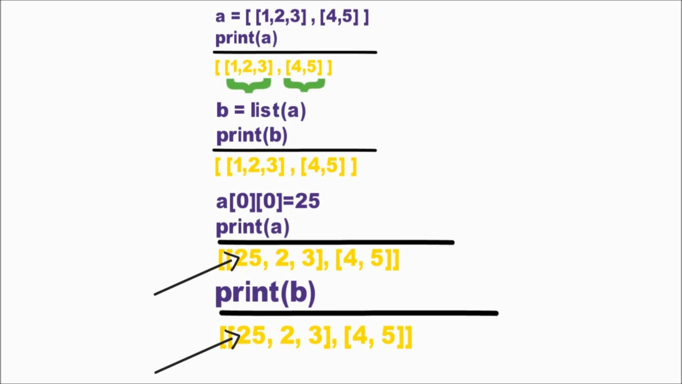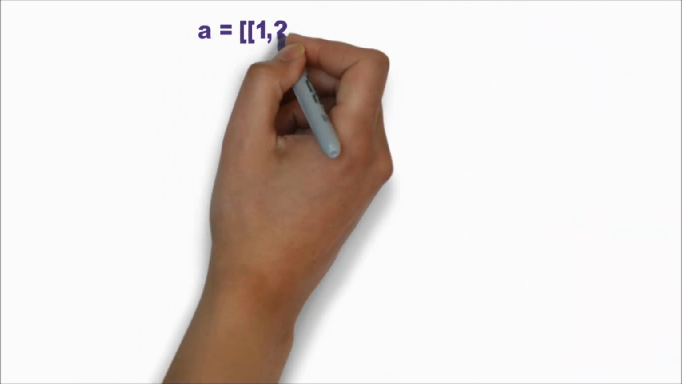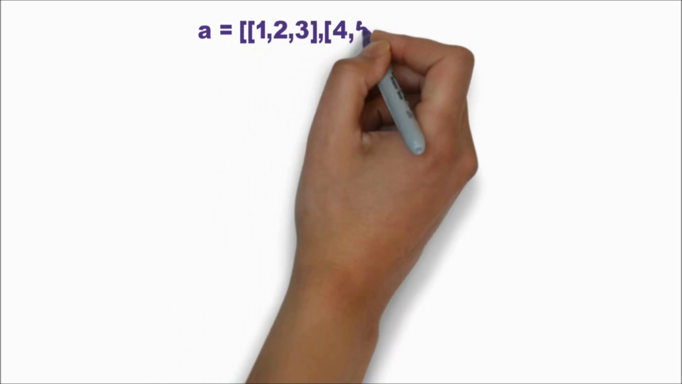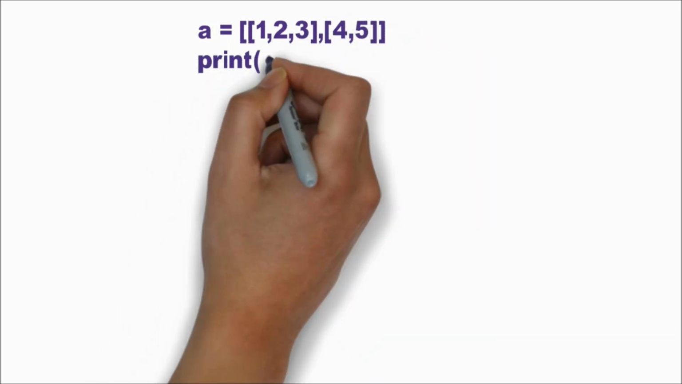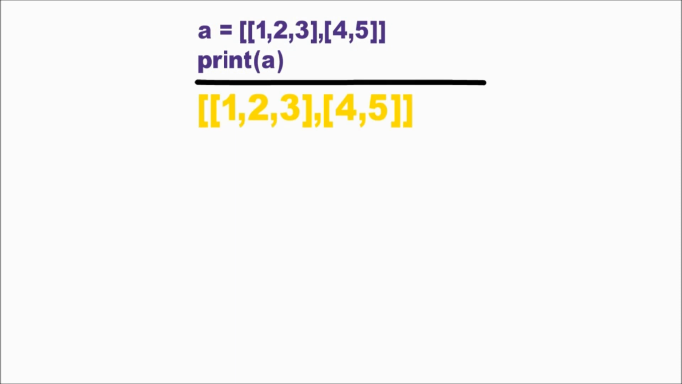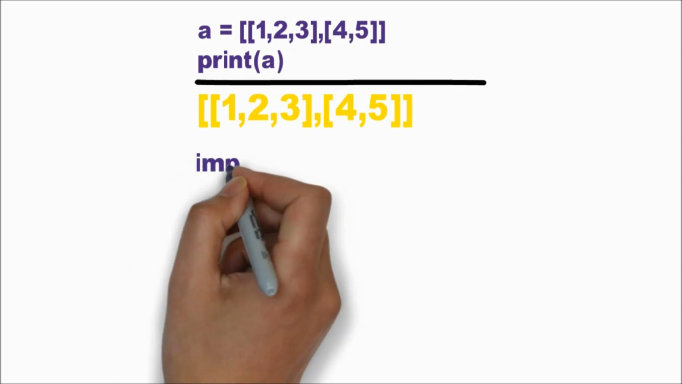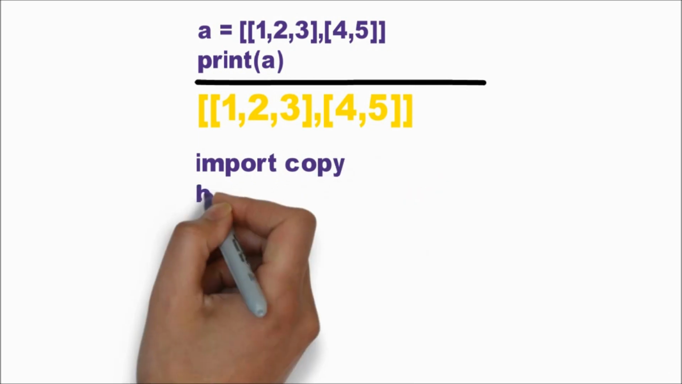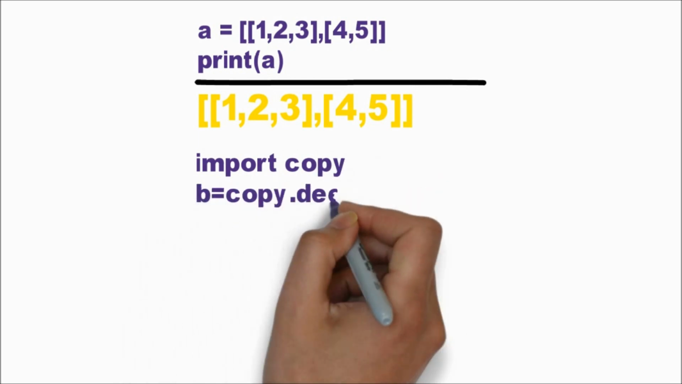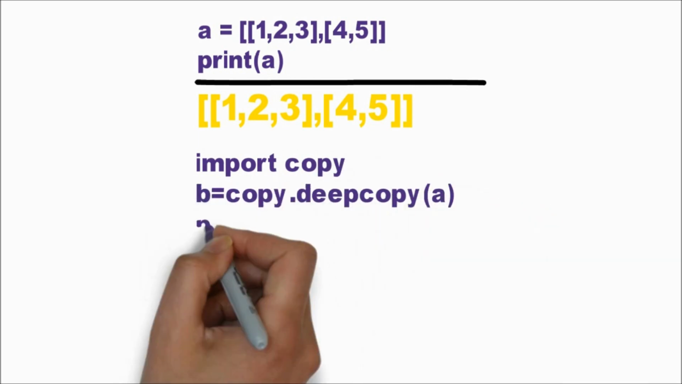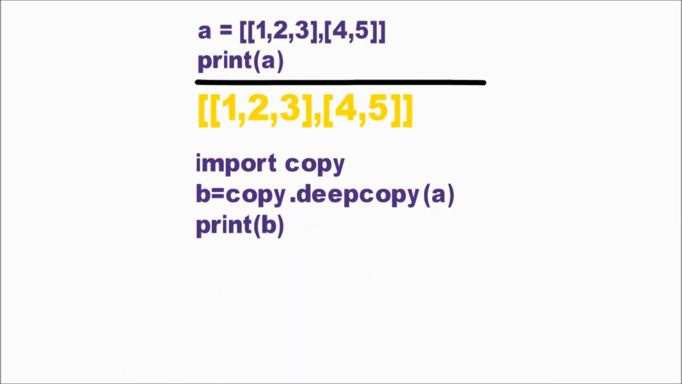To solve this, we need to deep copy the list. So let's see how we can deep copy a list. Let's create our list again, which contains two lists inside it. So a equal to 1, 2, 3 in one list and 4, 5 in the second list. In order to deep copy a list, we have to import a module called copy. Now let's copy the list a to list b using deep copy.